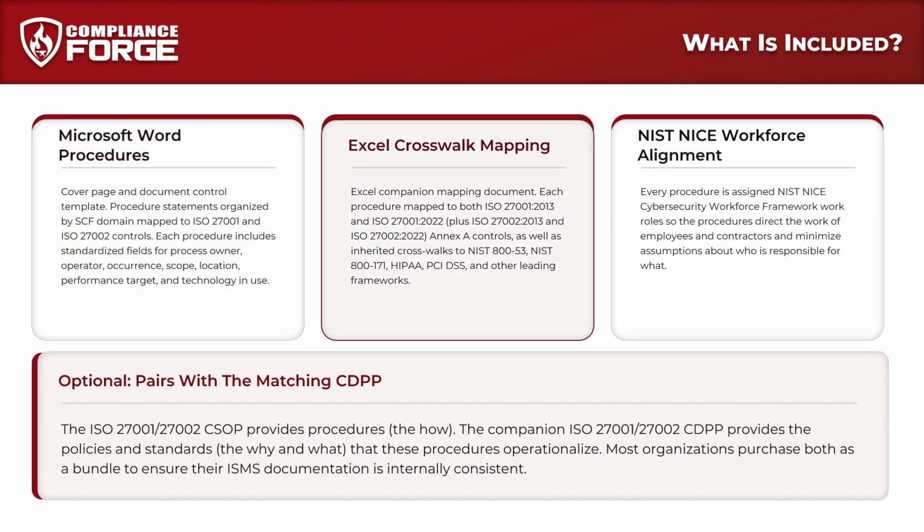The Excel crosswalk mapping. Each procedure is mapped to both the 2013 and 2022 versions of the ISO 27001 Annex A controls, as well as inherited crosswalks to NIST 800-53, NIST 800-171, HIPAA, PCI-DSS, and other leading frameworks.